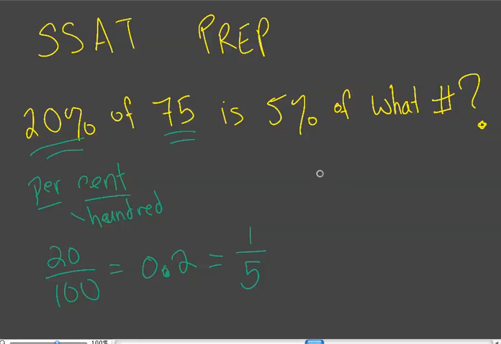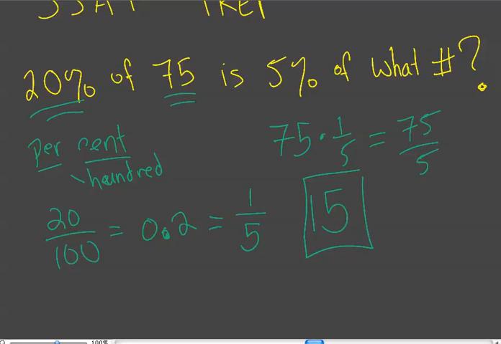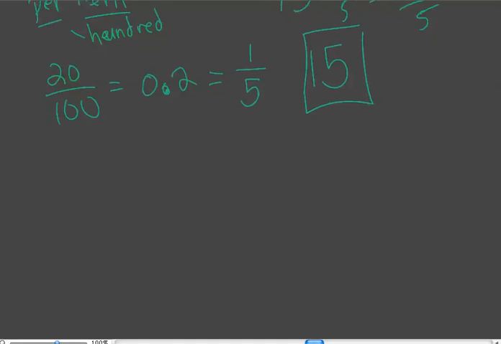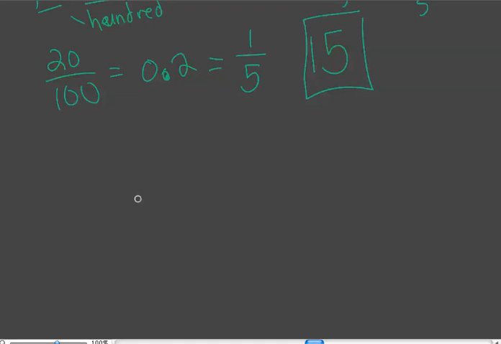In order to find out what 20% of 75 is, you just multiply any of these by 75. 75 times 0.2, 75 times 20 divided by 100, or 75 times 1/5 are all the same thing. They all basically just mean 75 over 5. And what does that equal? It equals 15. So 20% of 75, or 1/5 of 75, or 0.2 of 75 is 15.